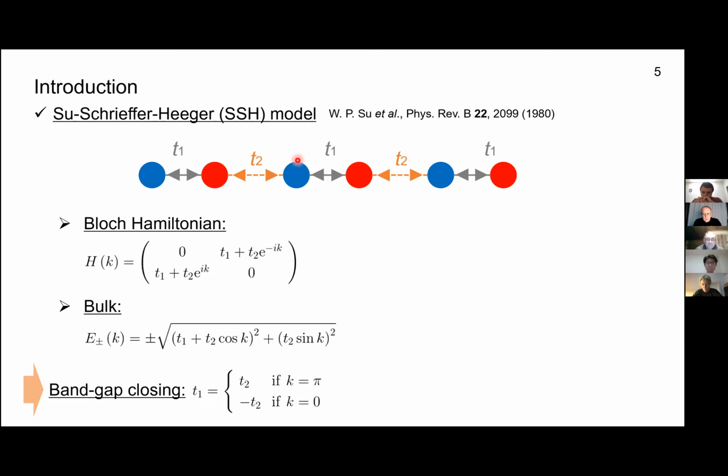In the periodic boundary condition, we can get the Bloch Hamiltonian of this system as this. By diagonalizing this Bloch Hamiltonian, we can get the eigenenergy in the bulk as this. From this formula, we can get the band gap closing points like this. If k is equal to pi and T1 is equal to T2, or if k is equal to zero and T1 is equal to minus T2, the band gap closes.